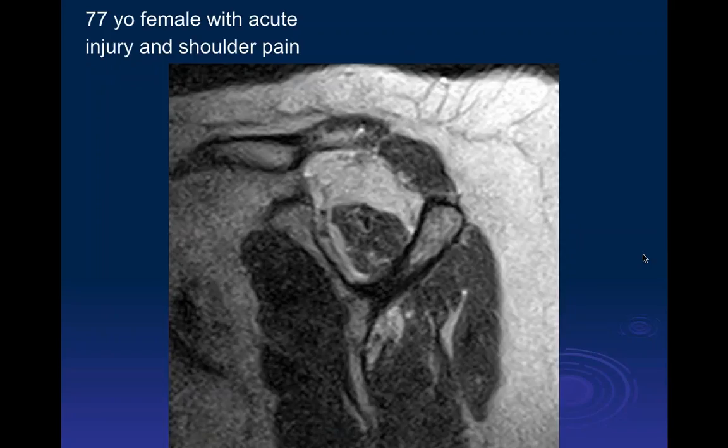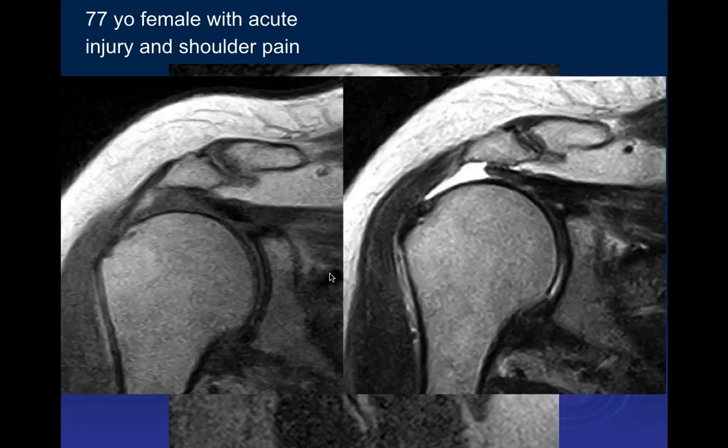So here's a 77-year-old female with acute injury and shoulder pain. Again, a positive tangent sign. The supraspinatus muscle is below the tangent line. See a lot of fat above it here. And if we go to the coronal images, again, we can see a complete tear, proximal retraction. The muscle does not have fat in it. So this is another case where we have a positive tangent sign, but there's no atrophy in the muscle itself.